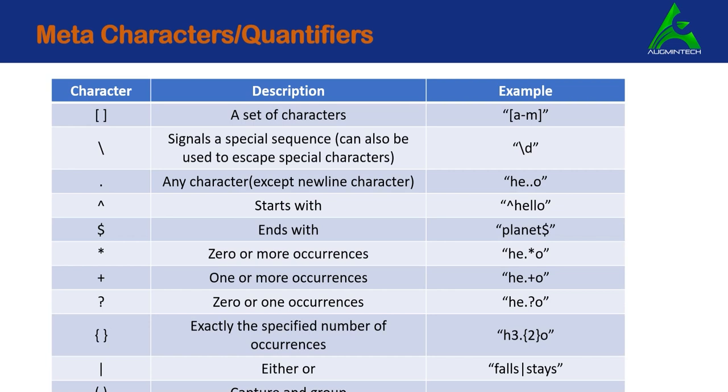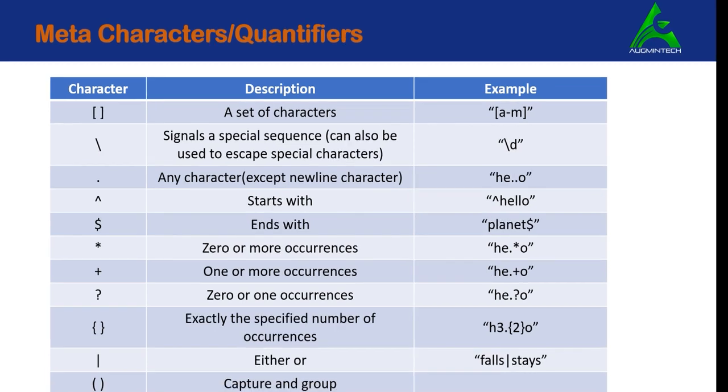Then we have star for 0 or more occurrences, plus for 1 or more occurrences, and question mark for 0 or 1 occurrences. Then we have curly braces that specify the exact number of occurrences. Then we have the pipe symbol for either or. And lastly, we have parentheses for capture and group.